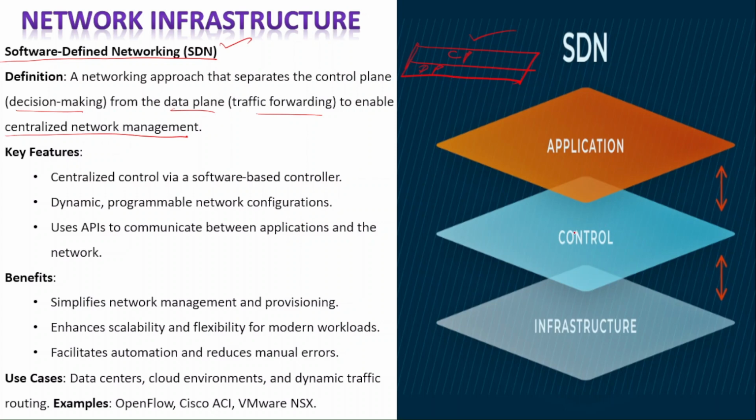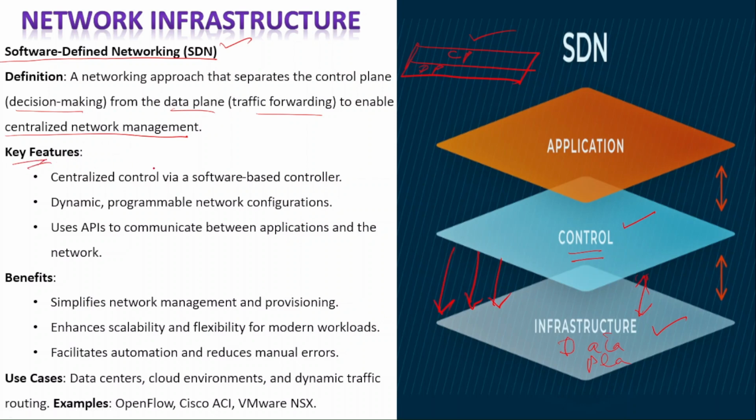So here, as you can see, the control plane is physically separated from the infrastructure or the data plane. The infrastructure plane is basically the data plane. Again, these communicate through APIs, but they are physically separated. It is called decision making because all the decisions, let's suppose the routing decision and the policy decision, are taken here, and then these are pushed into the infrastructure or the forwarding plane.